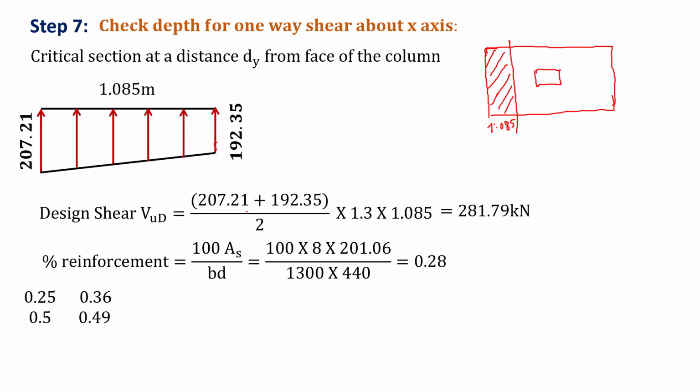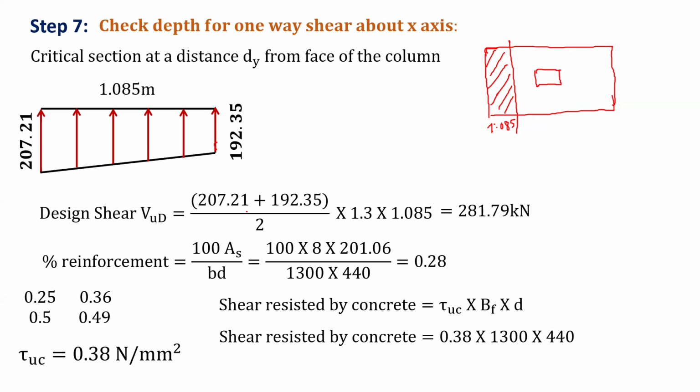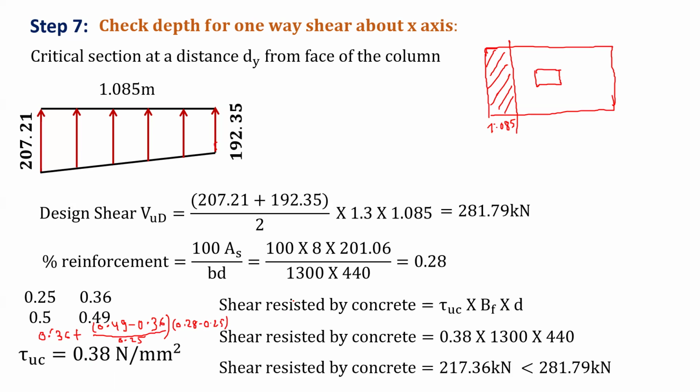Percentage reinforcement 0.28. So we have table 19, which will give us tau UC 0.38. I have made calculations over here, so I will just show it. 0.36 plus 0.49 minus 0.36 upon the difference of the two, which will be 0.25, and multiply by 0.28 minus 0.25, and we will get this value of tau UC.